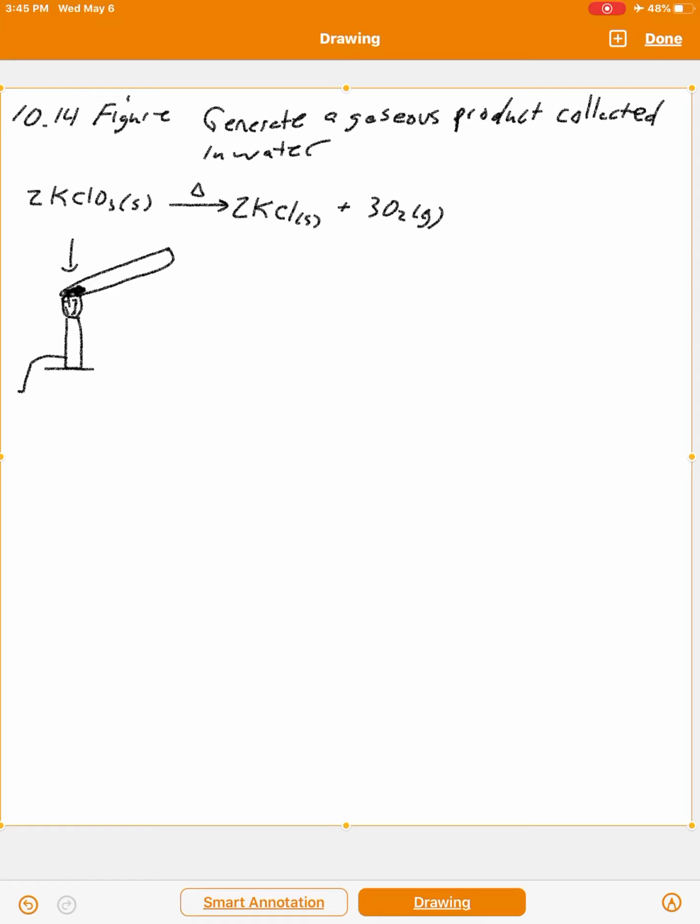Suppose we want to collect that oxygen. One way to do it is to put a tube in it, and to put that tube into the bottom of a collection tray that has water in it. We'll call it a water trough. So we have a little hole here. As this decomposes, oxygen gas will bubble through the tube and then come up, and then we have water in here.